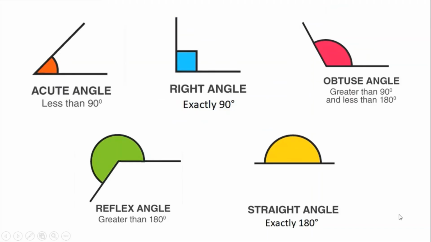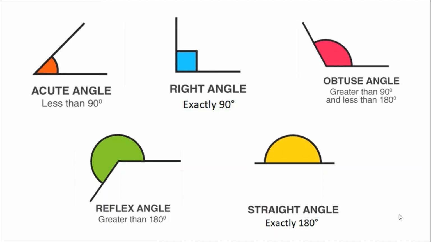We have got an acute angle, less than 90 degrees. We've got a right angle, exactly 90. We've got obtuse angles, greater than 90 degrees, less than 180 degrees. We've got our straight angle at exactly 180 degrees, which is half a circle. And then we've got our flexible reflex angles, which are greater than 180 degrees, so greater than a straight angle. And they keep on going all the way around and can reach a full circle, 360 degrees. So anything greater than 180 degrees is a flexible reflex angle.